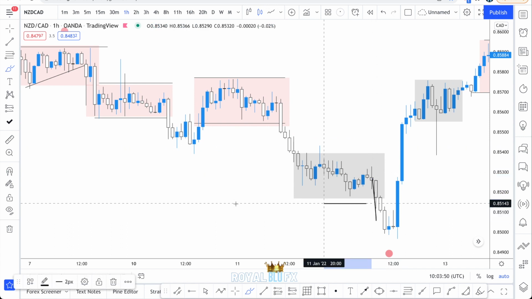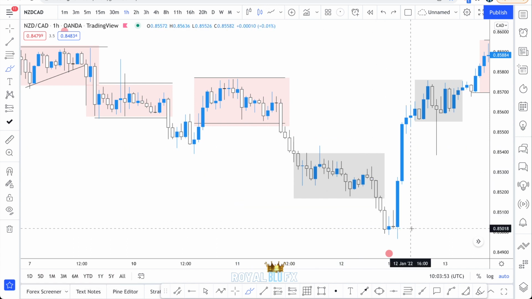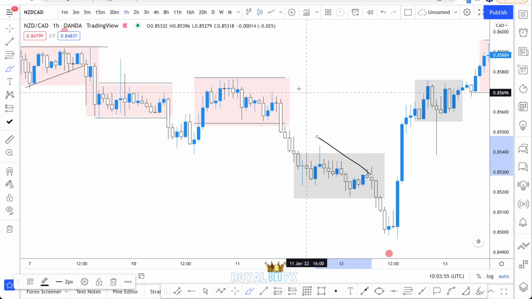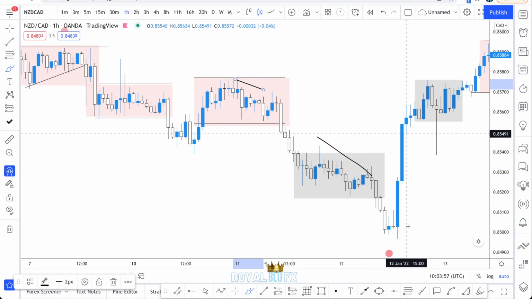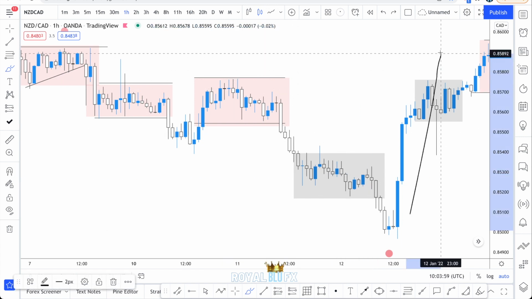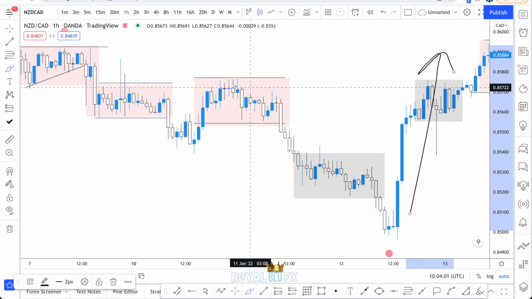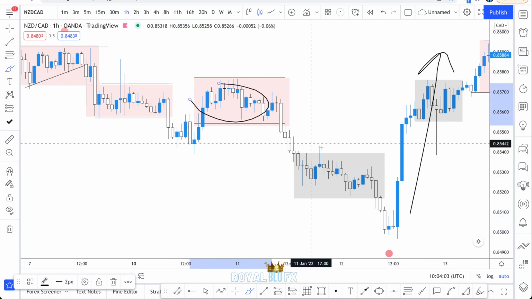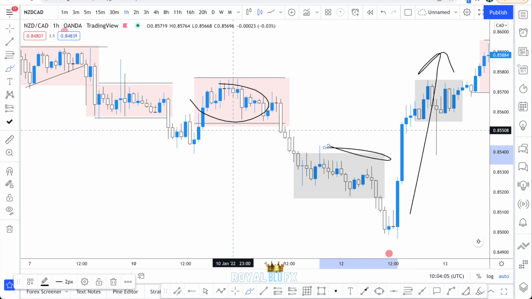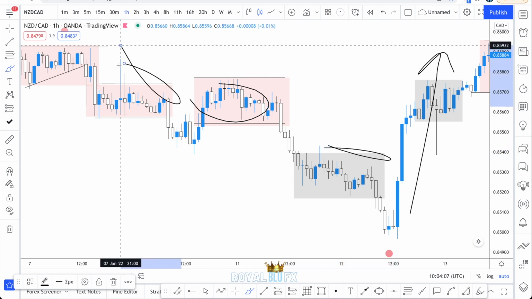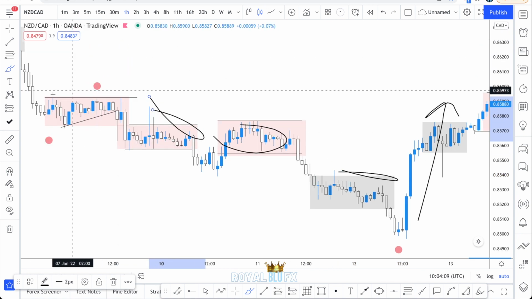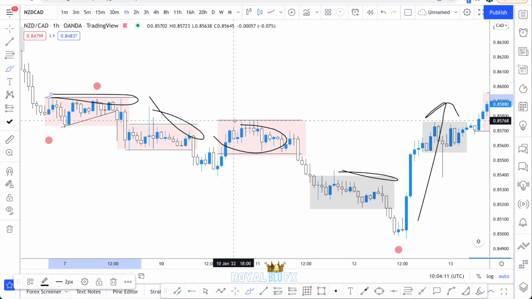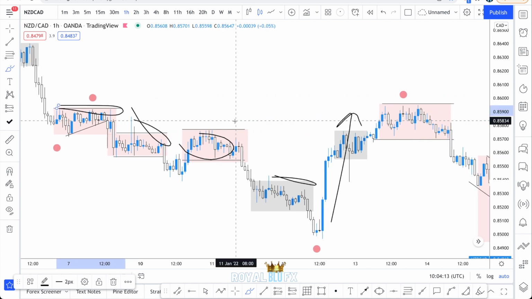Price took out the buyers again. Now price had a huge plan for all the sellers that were selling all these ranges to then be taken out right over here with this extension. Price starts to reverse, taking out all these ranges, all these sellers here, all these other sellers, and all these other sellers here. If I zoom out, look what's happening.